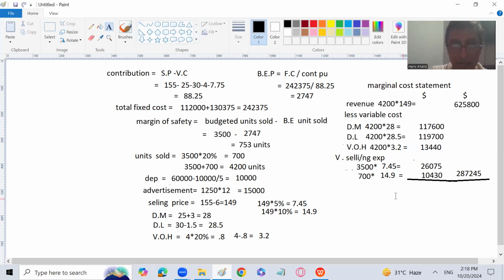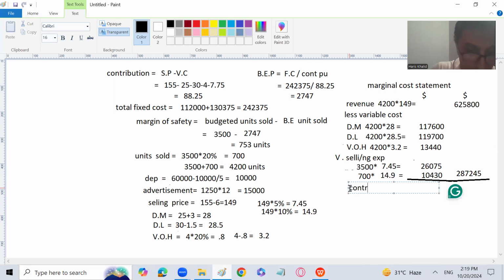So when I will subtract sales minus variable cost, I will get the contribution in total, right? Yes, variable selling expense has two portions. One for 3,500 units, 5% of the selling price, and for above 700 units, we need to calculate as 10% of the selling price. So 338,555 is going to be our contribution. Let me calculate it again. 625,800 minus 287,245. So 338,555.